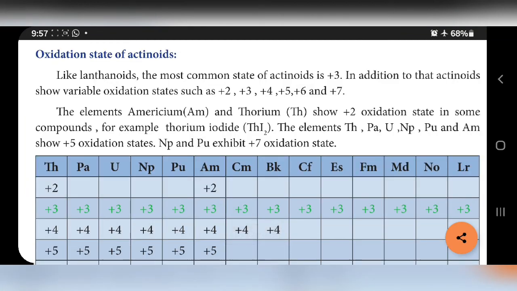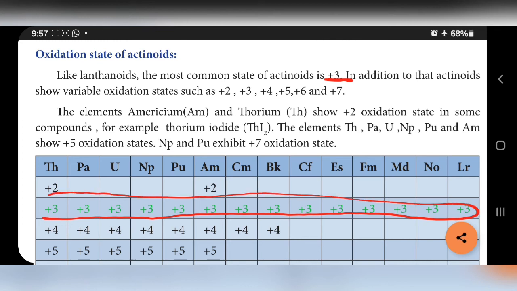Next topic, oxidation state of actinoids. Like lanthanoids, the most common oxidation state is +3. Here also the common oxidation state is +3. In addition to that, actinoids show variable oxidation states from +2 to +7. Other than +3, the +2, +4, +5, +6 and +7 states are also possible.